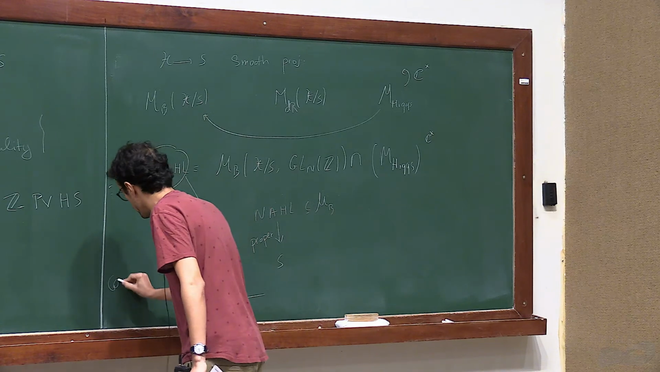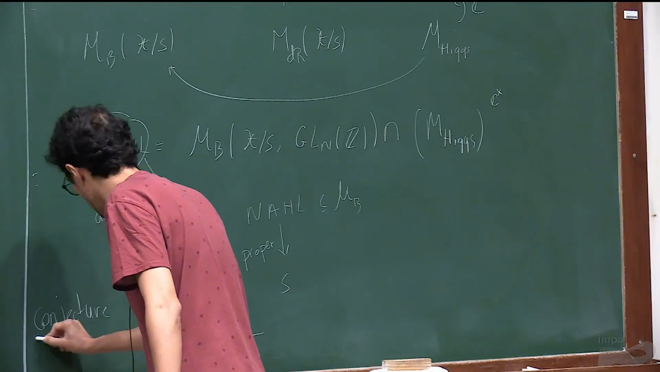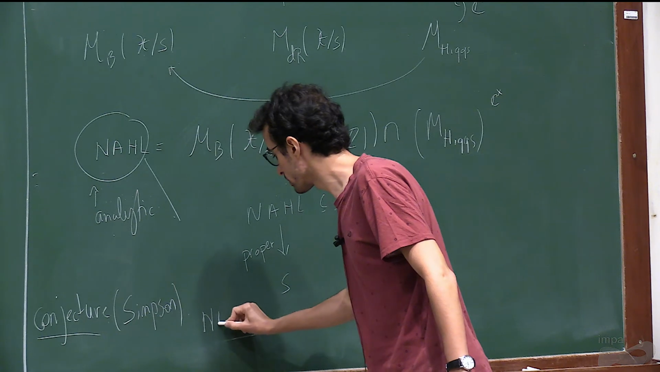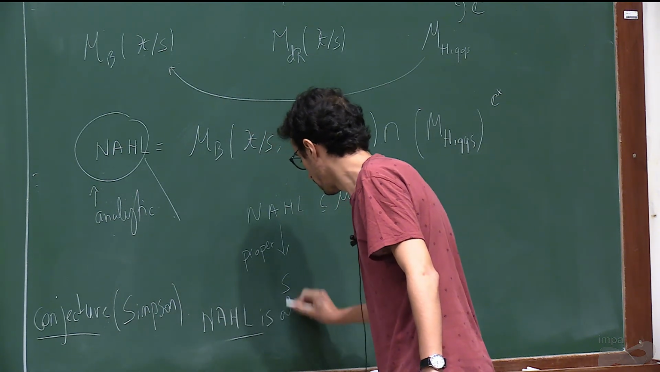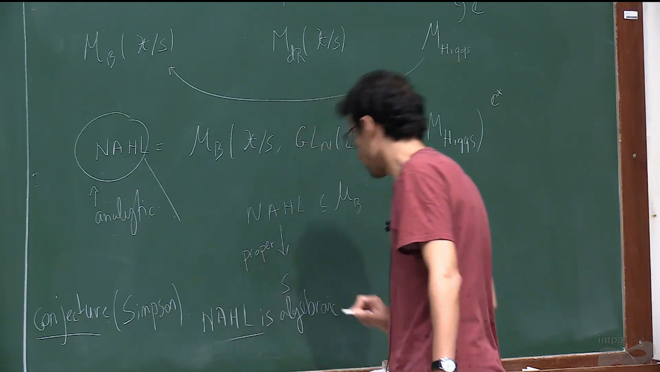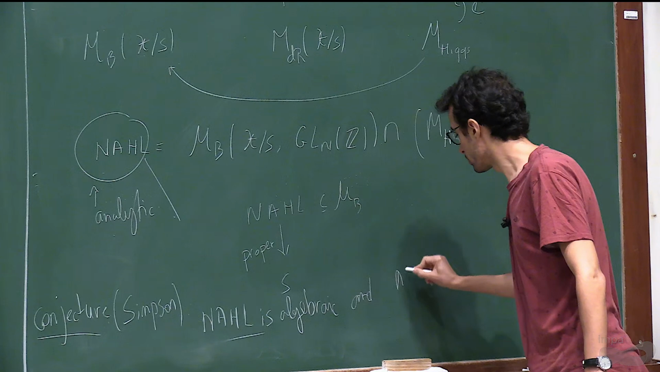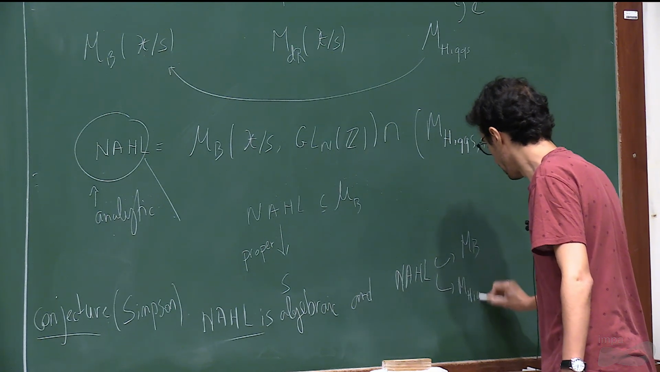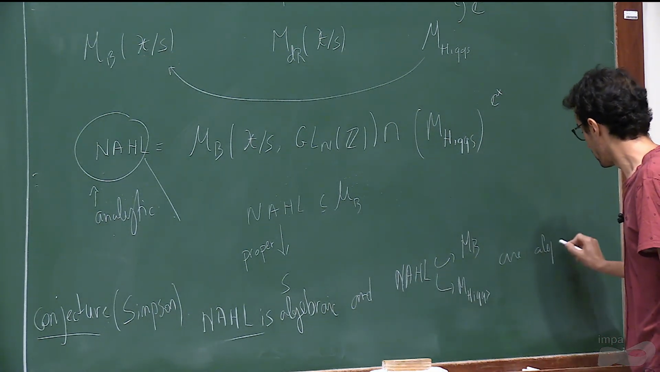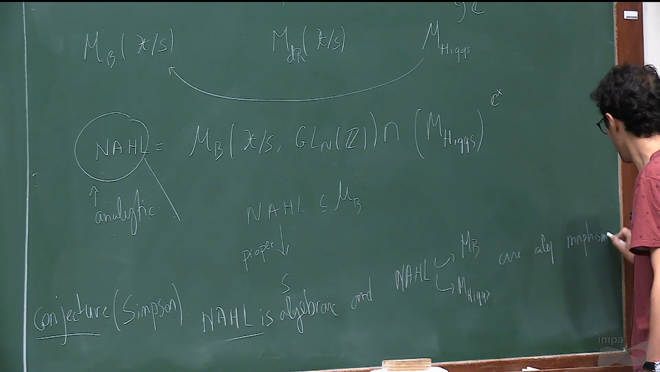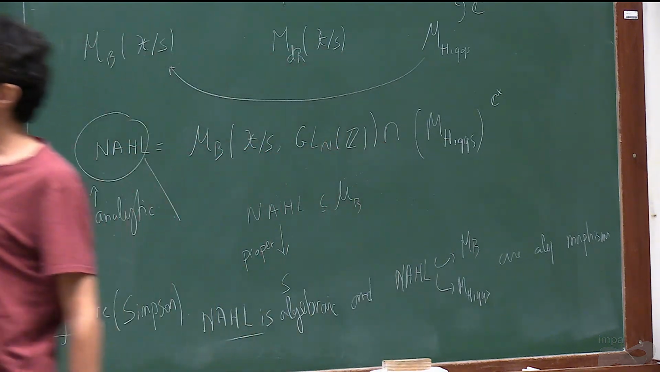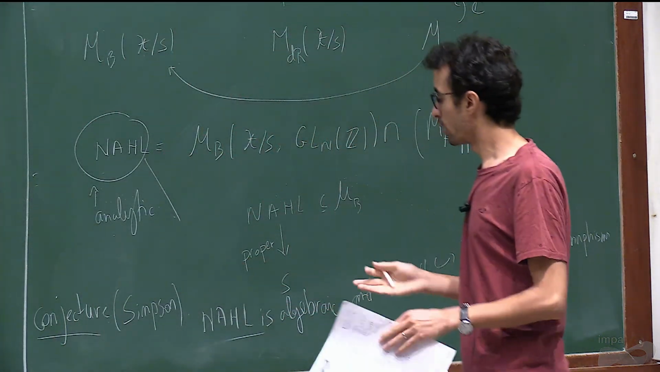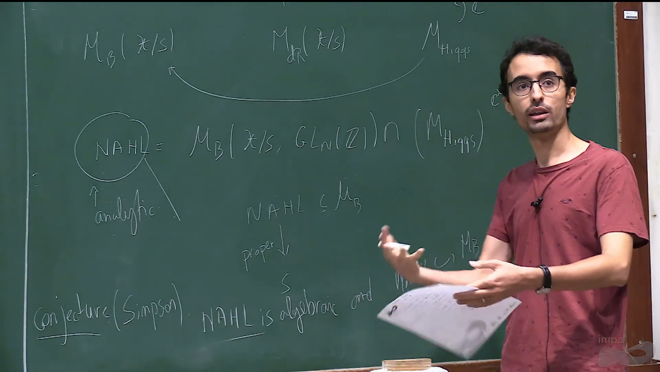And okay, so the main conjecture in this setting, which is due to Simpson, is that this non-abelian Hodge locus is algebraic, has an algebraic structure, and both the inclusions inside M_B(T) and M Higgs are algebraic morphisms. So this implies actually the question asked by Deligne, because representations that underlie a ZPVHS, because this locus is algebraic, it's going to have only finitely many connected components.